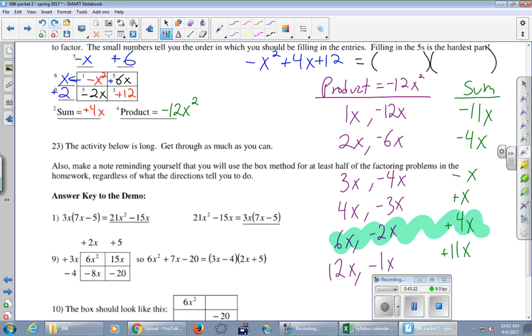Okay, so then our final answer here, let's just write it down. We're just putting it here in the black parentheses. We started with negative x squared plus 4x plus 12. You just have to read the things outside the box. I'll start on the left, x plus 2. And then read across the top, negative x plus 6.